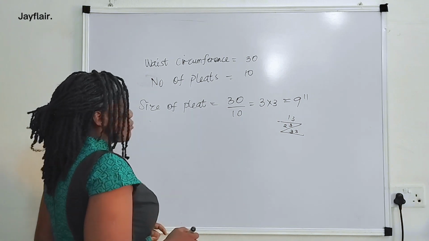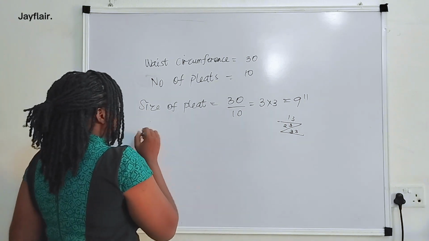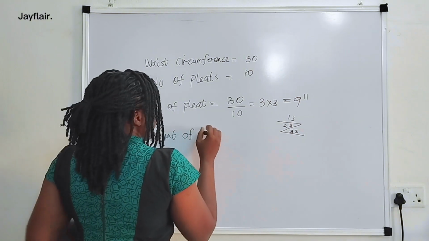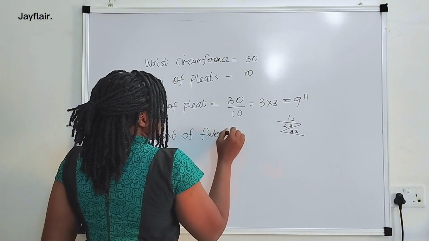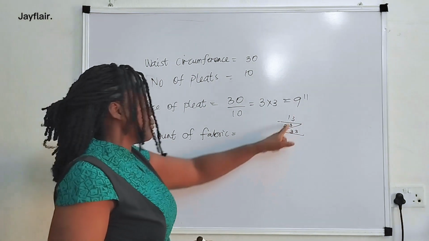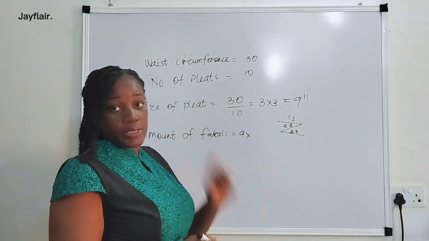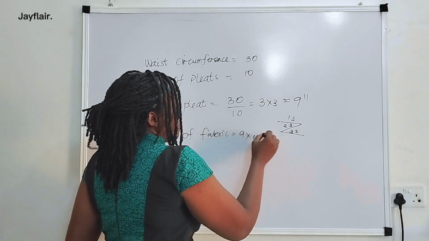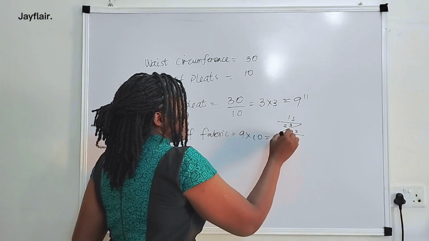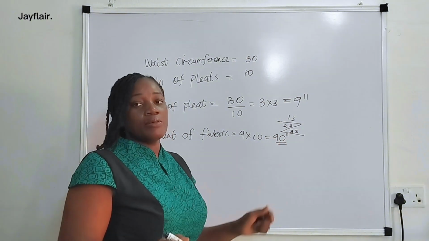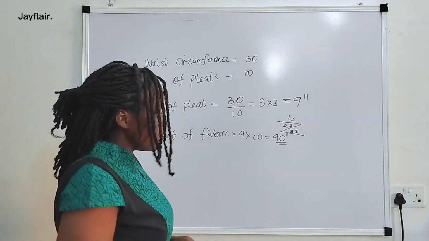So to get the amount of fabric, it is going to be 9 as the size of my pleats times the number of pleats that I'm working with, which is equal to 90 inches. So this is 90 inches, the amount of fabric that I need.